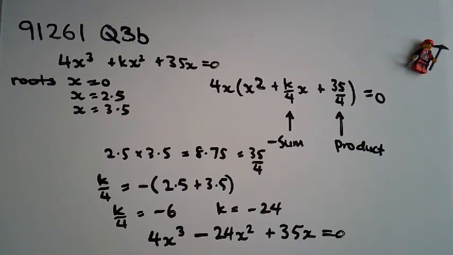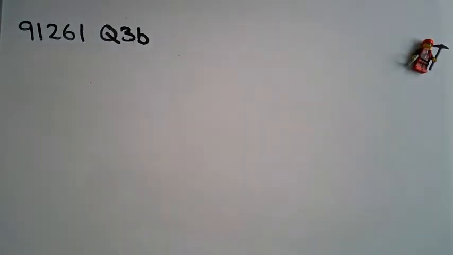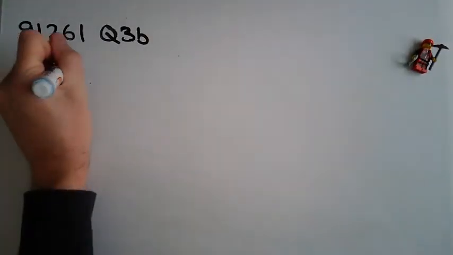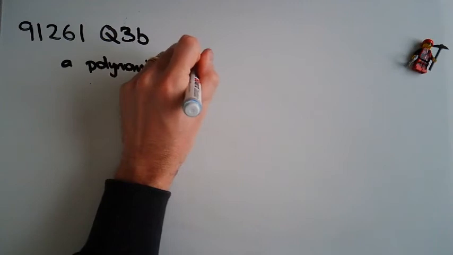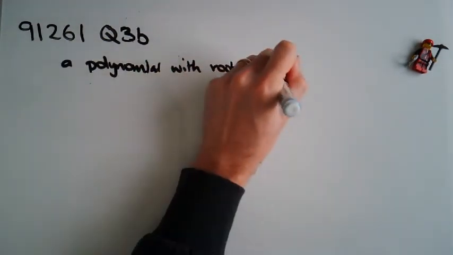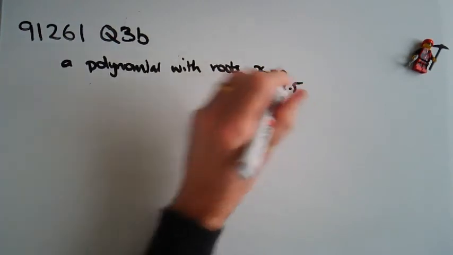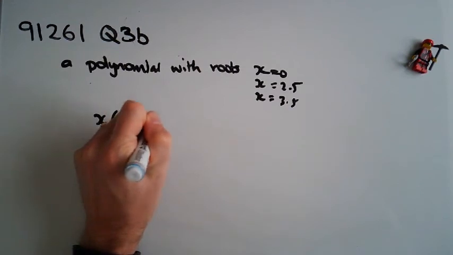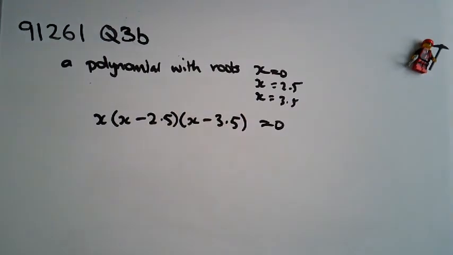Another thing that we could do, instead of approaching it that way, is we could look at that polynomial and we could construct a polynomial with these roots. So a polynomial with roots x equals 0, x equals 2.5 and x equals 3.5 would be x times x minus 2.5 times x minus 3.5 equals 0.